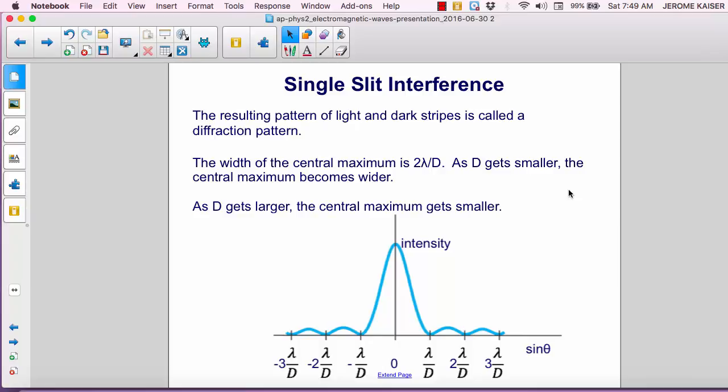The resulting pattern of light and dark stripes is still a diffraction pattern. The width of the central maximum is 2 lambda over capital D, and as D gets smaller, as you can tell from that equation, 2 lambda over D, the central maximum must become wider. And as capital D gets larger, the central maximum gets smaller. And again, you can see by looking at the profile that the intensity is very, very strong for the central maximum and then drops off precipitously as we go to higher order maximum.